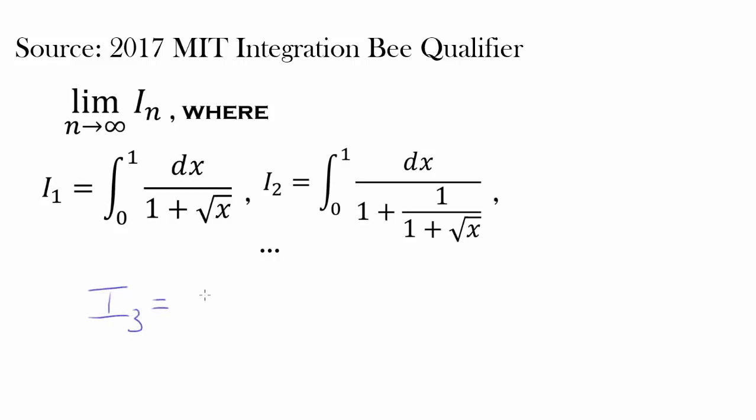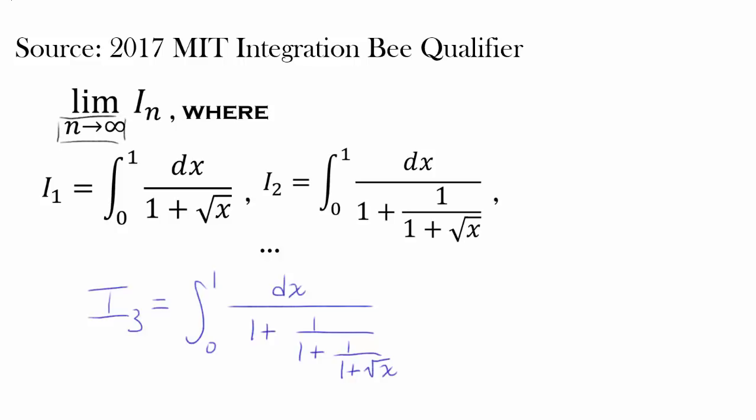Are we brave enough to write down I sub 3? Are we brave enough to write down the next in the sequence? Integral from 0 to 1 of dx. And now we're going to have 1 plus 1 over 1 plus 1 over 1 plus square root of x. We have succeeded. And you're going to do it on and on and on. So I sub 4, I sub 5, I sub 6, and continue evaluating each of the integrals. And we want to find what the limit is when you do it so many times, approaching infinity.